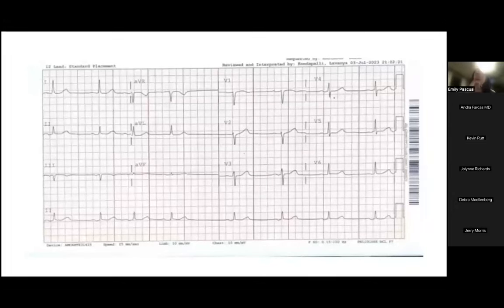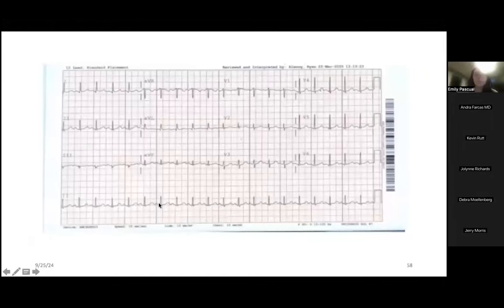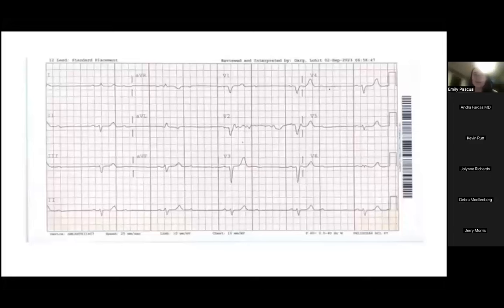This one here, same thing. There are P waves before every QRS. If you measure, though, it is slightly irregular. And to me, this rhythm looks like sinus bradycardia, probably with some premature atrial contractions thrown in there. This one here, same thing, P wave before every QRS. Looks regular, looks like sinus tachycardia.